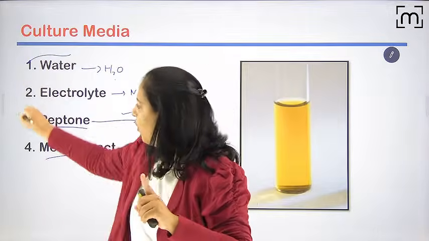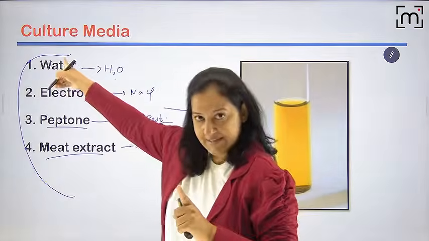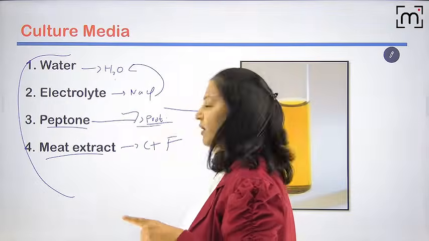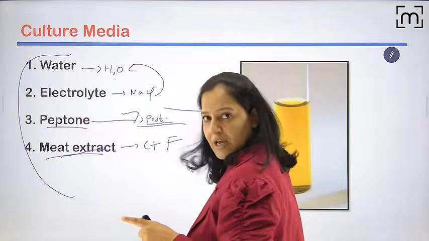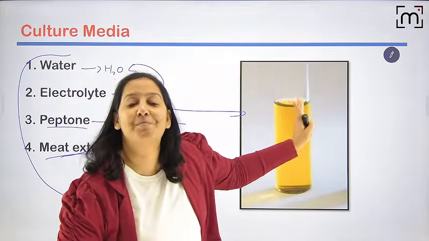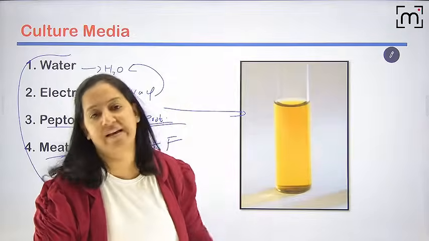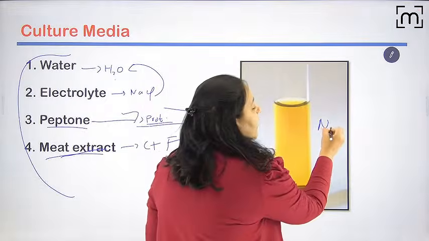If you mix these 4, it will be a liquid. Water is liquid. You dissolve salt in water only. Peptone water is liquid. And meat extract is also liquid. Okay, so this is basal veg thali for the bacteria. Minimum nutrition on which bacteria can survive. And this is known as nutrient broth.